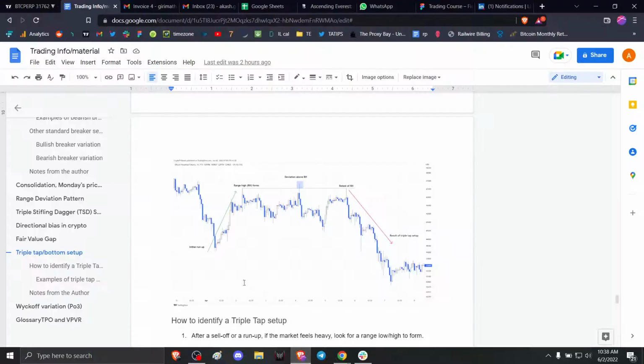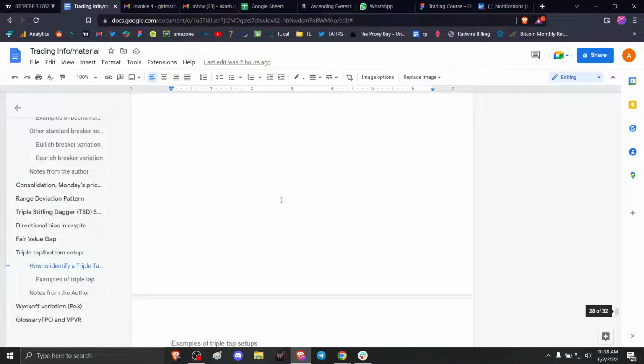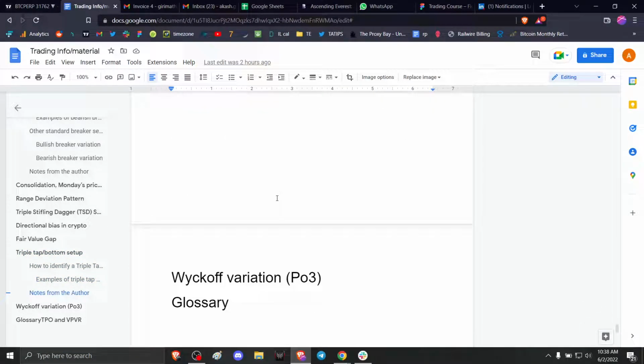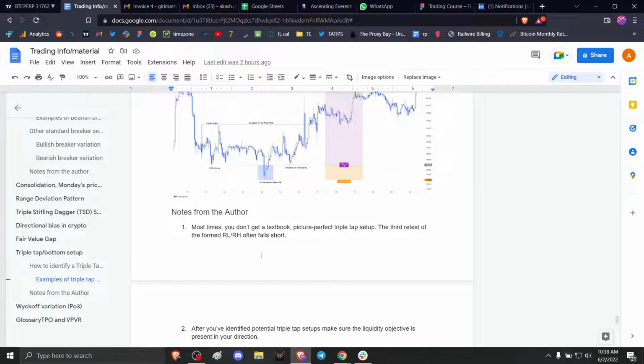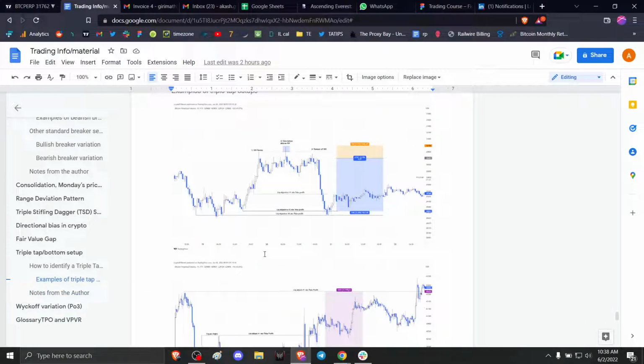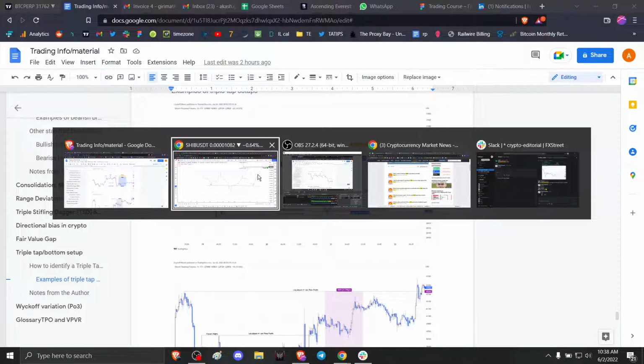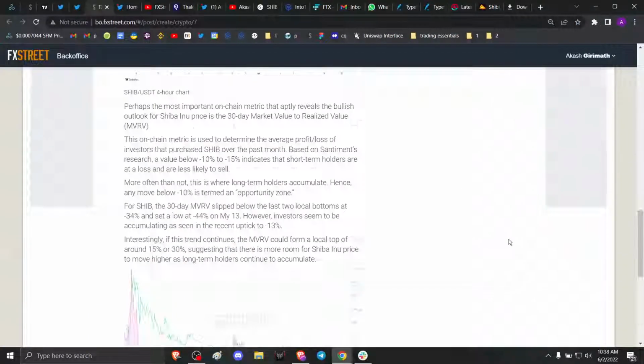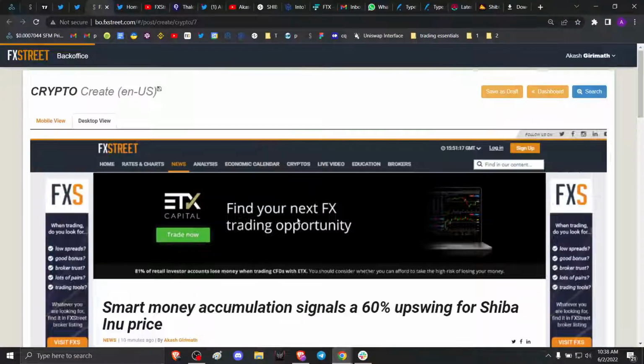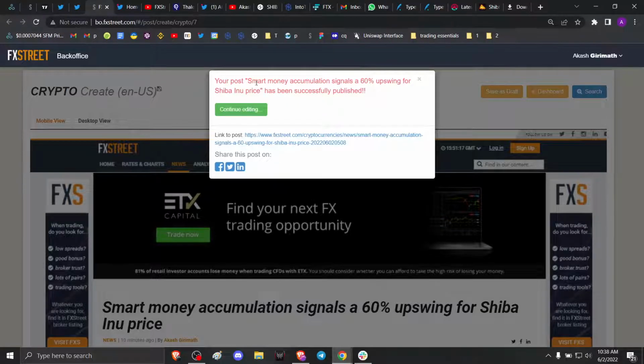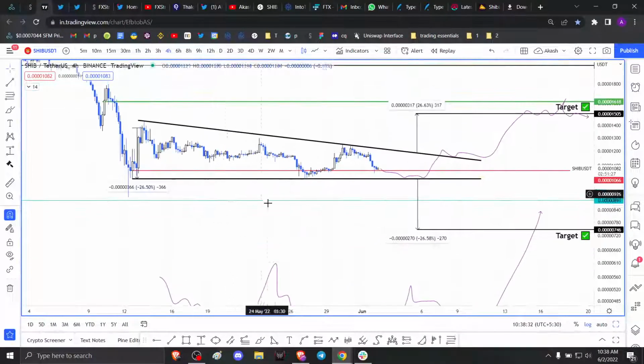So let's go back to the document, right? We have the examples, and yeah, that is pretty much it for the triple tap setup, how to trade it, how to identify it. Right, now let's move to what's actually happening with Shiba Inu, right? So I wrote this article just now, it was published just now, where I'm expecting a 60% upswing on Shiba Inu. So let's quickly take a look at what's happening with Shiba, right?